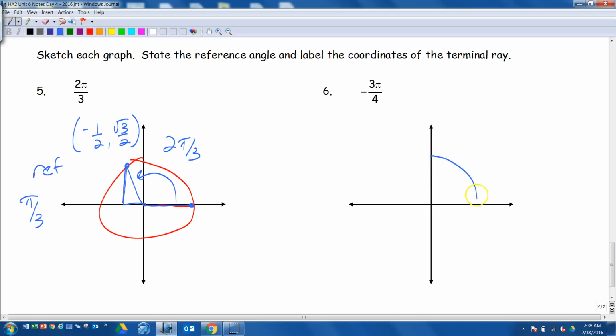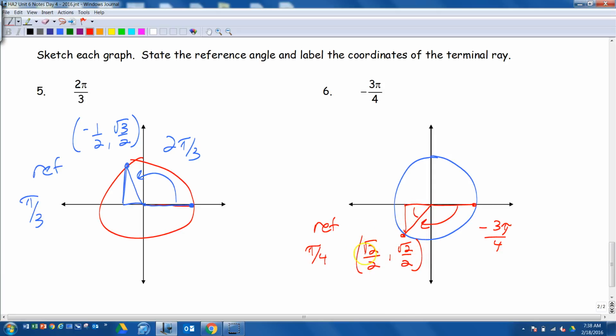And finally over here, -3 pi over 4 goes here, which means I have a reference of just pi over 4 left. That's my reference. Pi over 4 means that the sides are the same. So this is the one where they're both √2 over 2. But you have to be careful. We're in quadrant 3, so they're both negative. Cosine and sine are both negative there. Okay, so that is that.